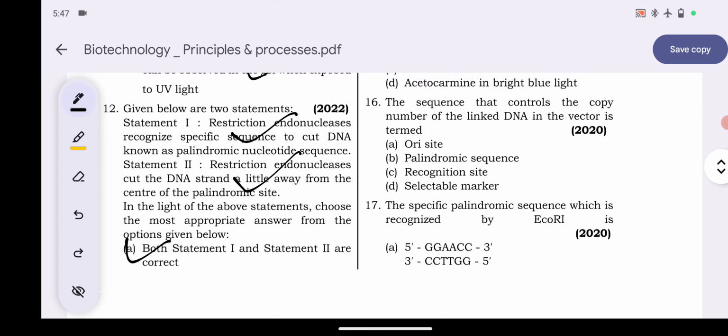Both statements 1 and 2 are correct. Explanation: option A is the correct answer because both the statements 1 and 2 are correct. Each restriction endonuclease recognizes a specific palindromic nucleotide sequence in the DNA. It will bind to the DNA and cut each of the two strands of the double helix at a specific point. The restriction endonuclease cuts the strand of DNA a little away from the center of the palindrome site, but between the same two bases on the opposite strands. So both statements 1 and 2 are correct.